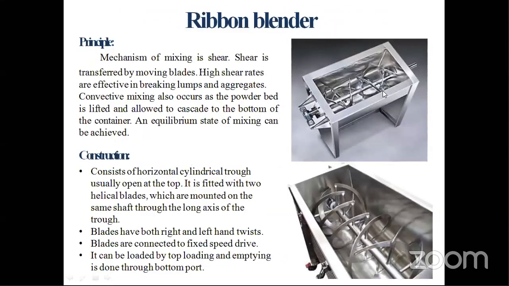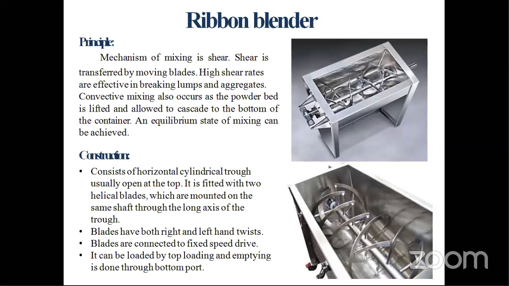Next we come to the ribbon blender. It is an example of a static mixer. In principle, it consists of a stainless steel manufacturing unit that contains ribbon-type blades. That's why it is called a ribbon blender. Ribbon means the blade moves spirally through the mixture.